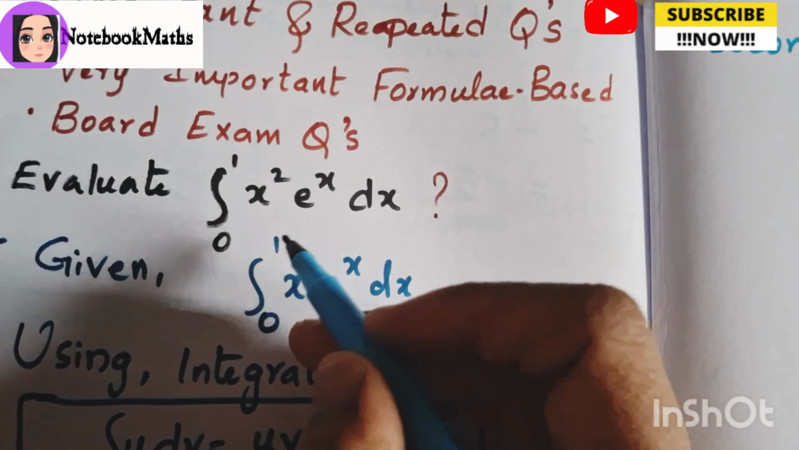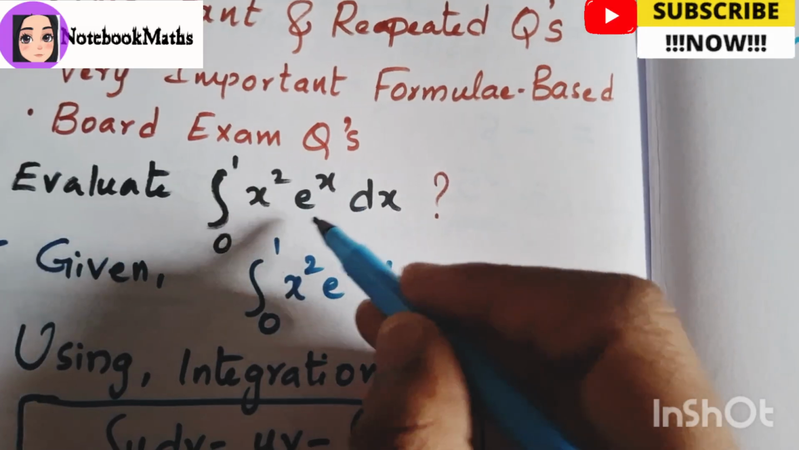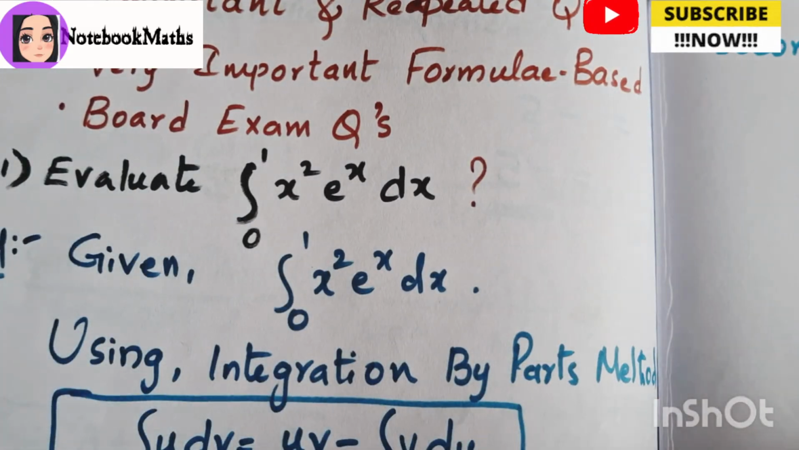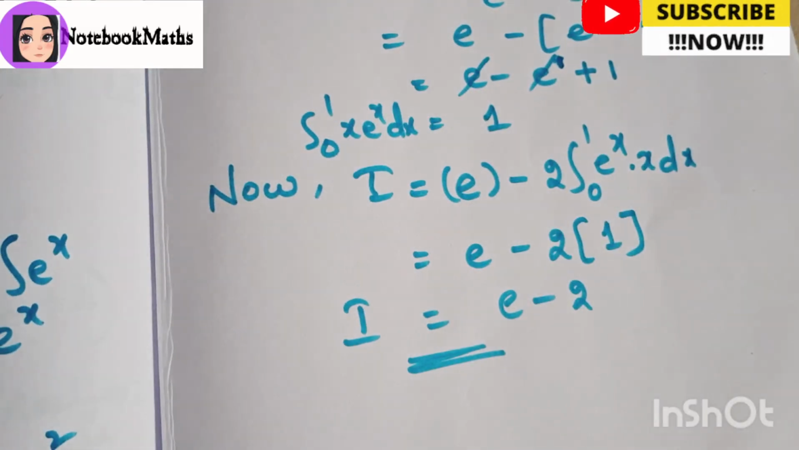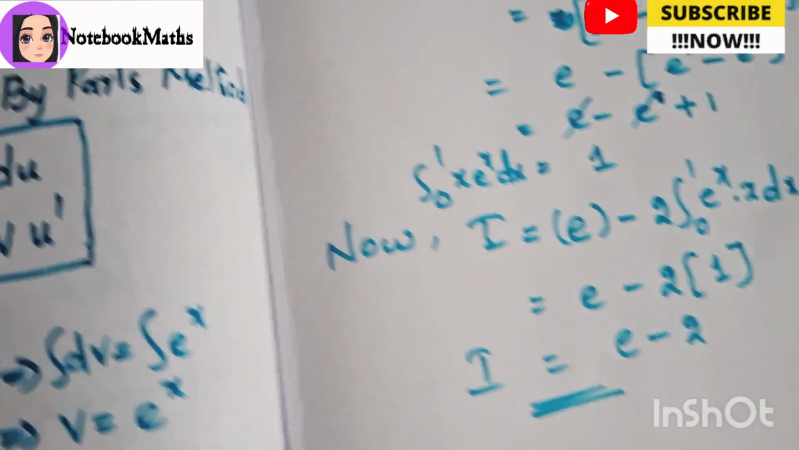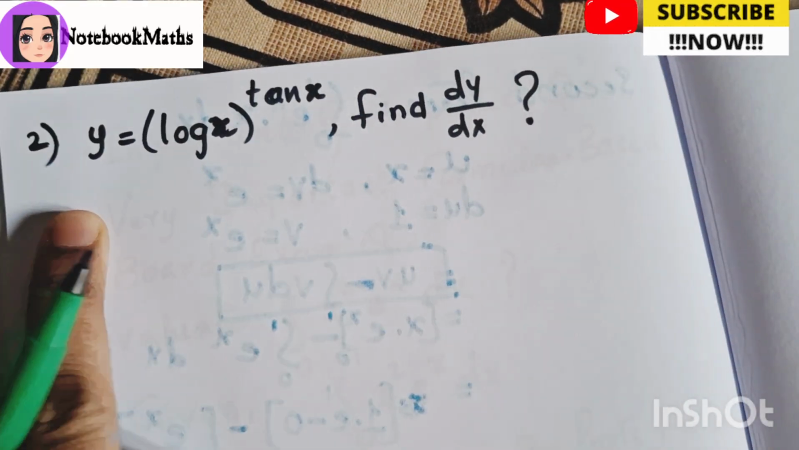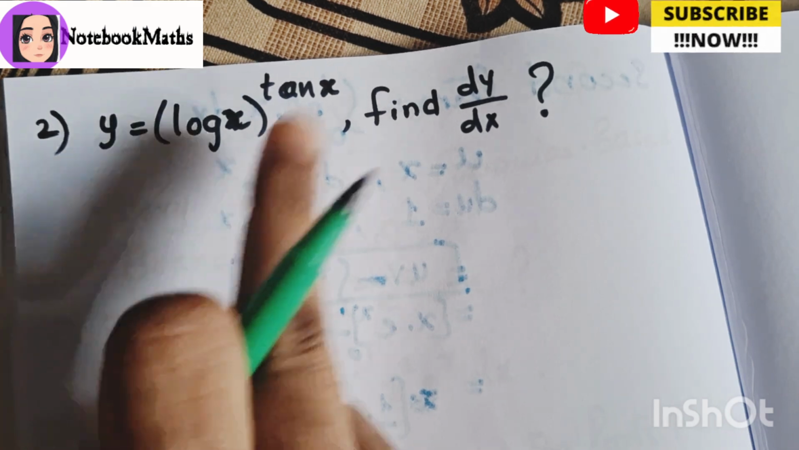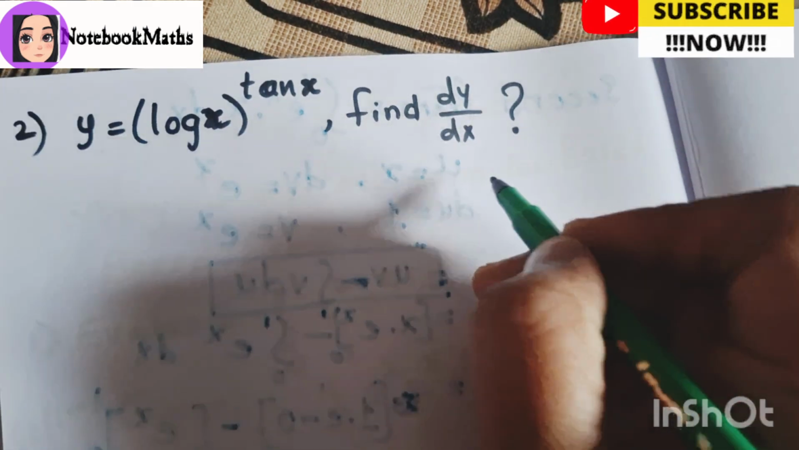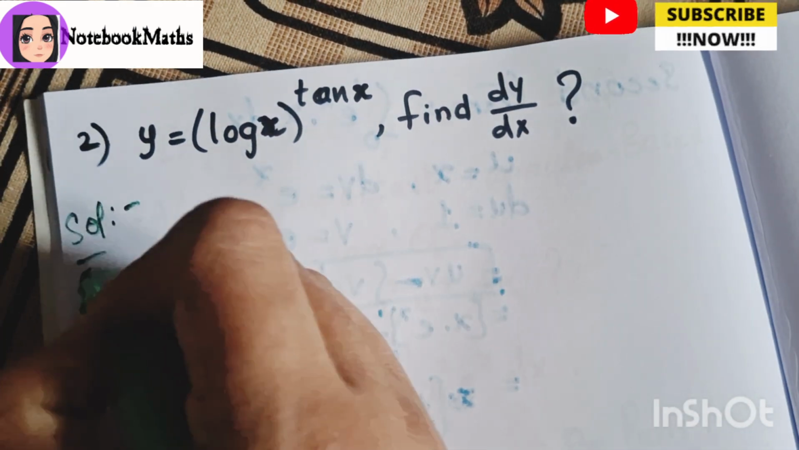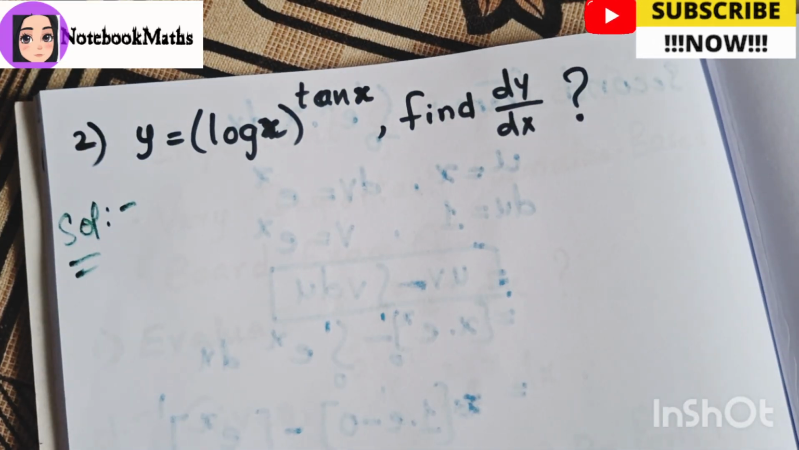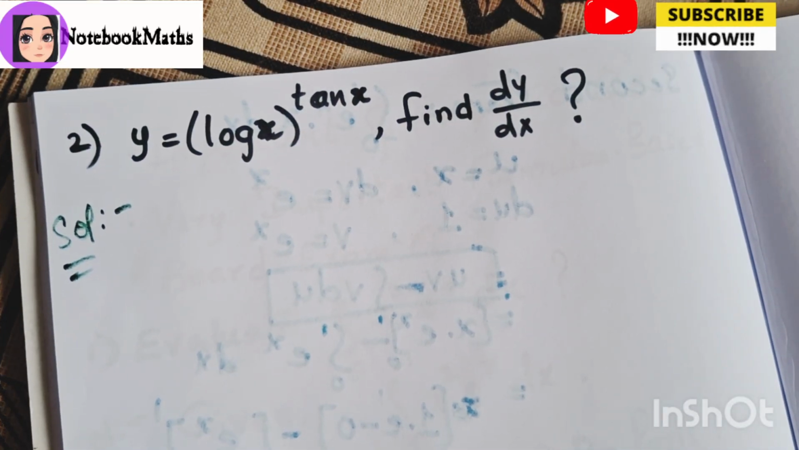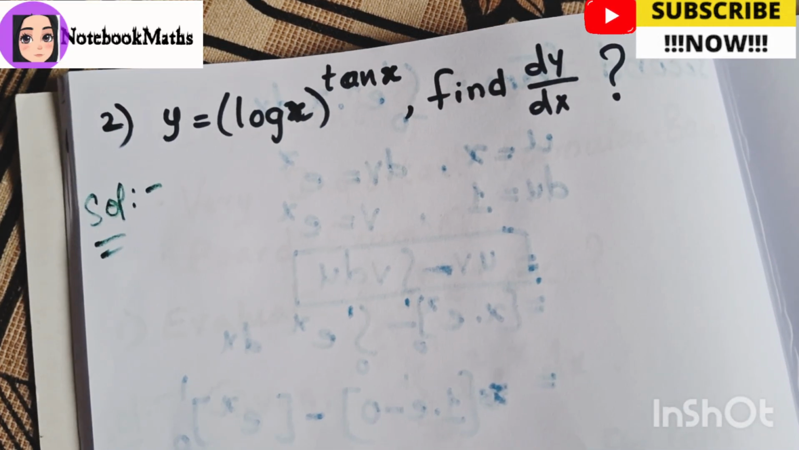Evaluate the integration from 0 to 1 of x square e power x dx. Very important question for board exams. Next, I am going to solve the next important question for board exams: y equal to log x tan x is given. Find dy by dx. Let us start the solution for this question, that is y equal to log x e tan power x, as given here.